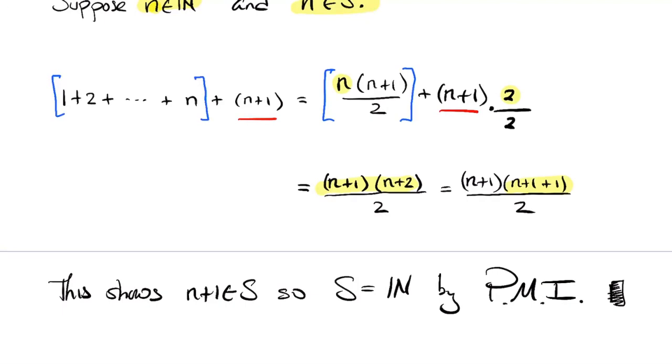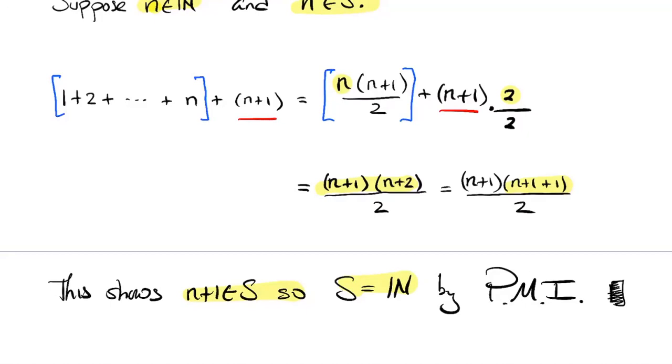So what have I shown? The sum of the first n plus 1 numbers is the product of n plus 1, the number that's 1 bigger than that, over 2. That exactly, by definition, shows that n plus 1 is in S. So we've met conditions 1 and 2, and so S is equal to all natural numbers by the principle of mathematical induction.